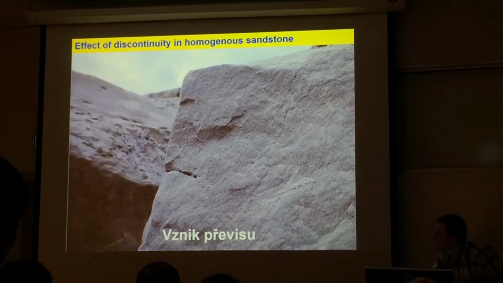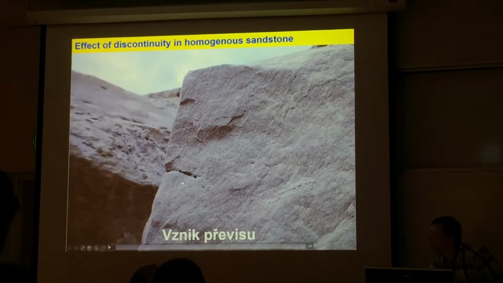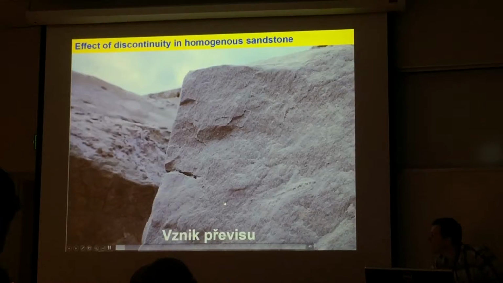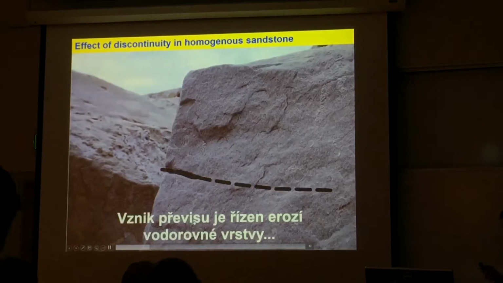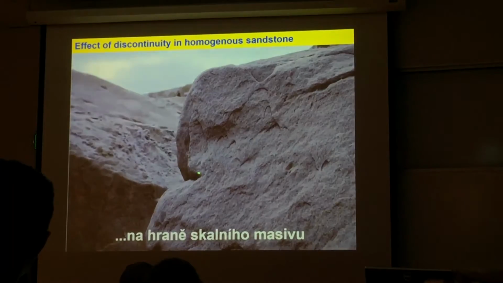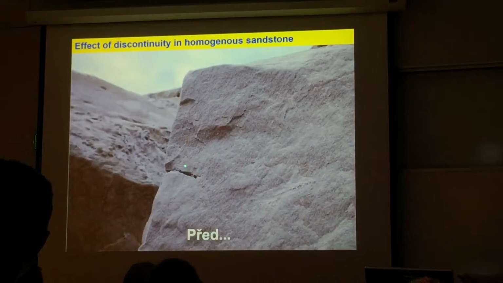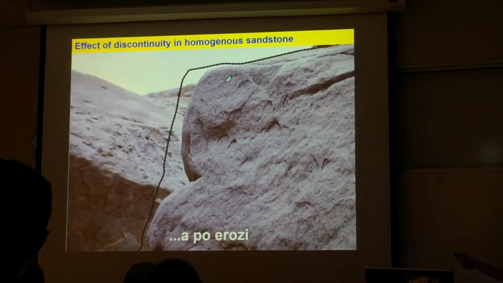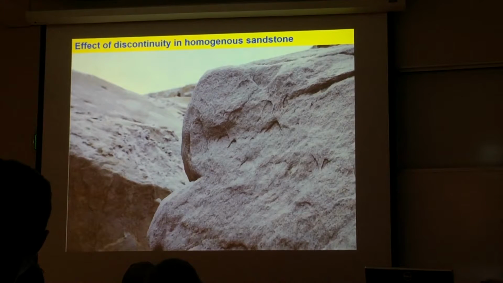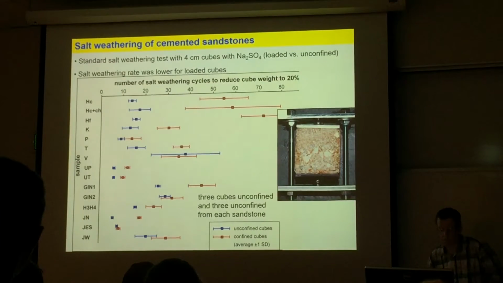There's another demonstration where we did a small cut into the sandstone, and you can see that the homogeneous sandstone will be eroded accordingly. So the small cut will be smoothened into a nice curved shape, and you can see that the discontinuity fully controls the final shape. So the discontinuities are extremely important.